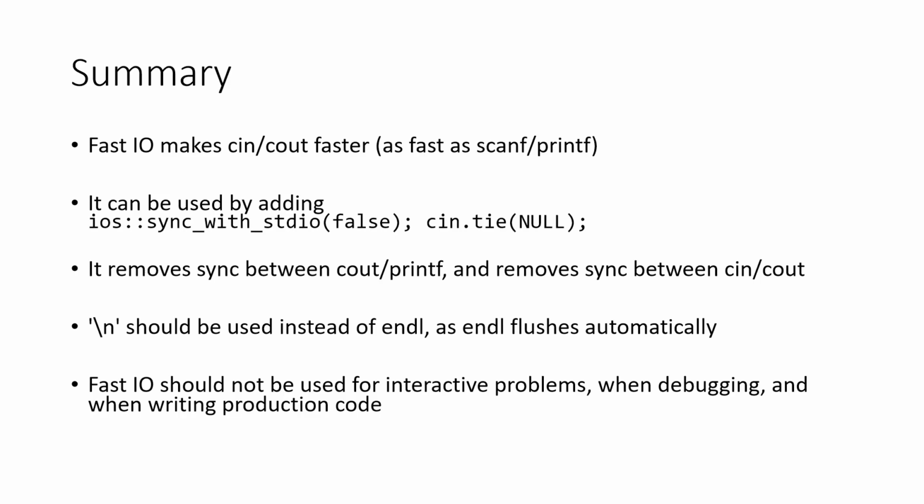First of all, fast IO makes cin and cout faster, and it makes it as fast as scanf and printf. It can be used by adding ios_base::sync_with_stdio(false) and cin.tie(NULL). It removes the sync between cout and printf and also removes the sync between cin and cout. And \n should be used instead of endl, as endl flushes automatically and this slows down the code. And fast IO should not be used for interactive problems, when debugging and when writing production code.